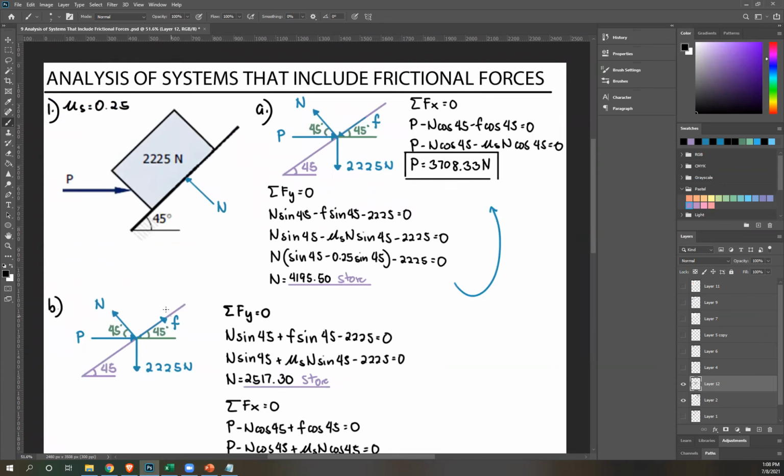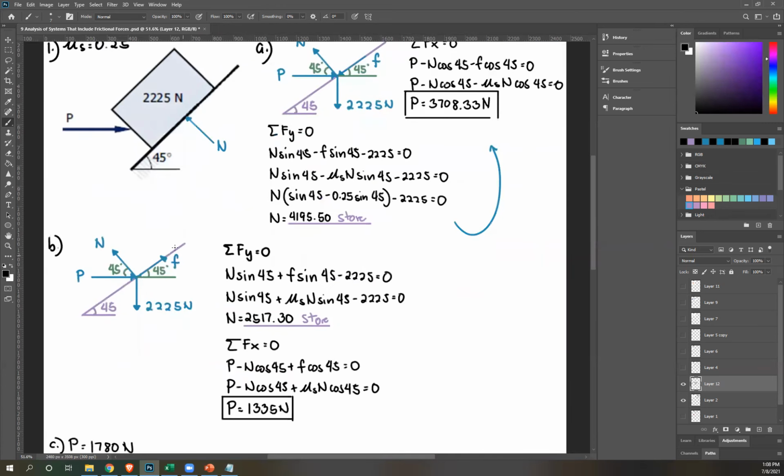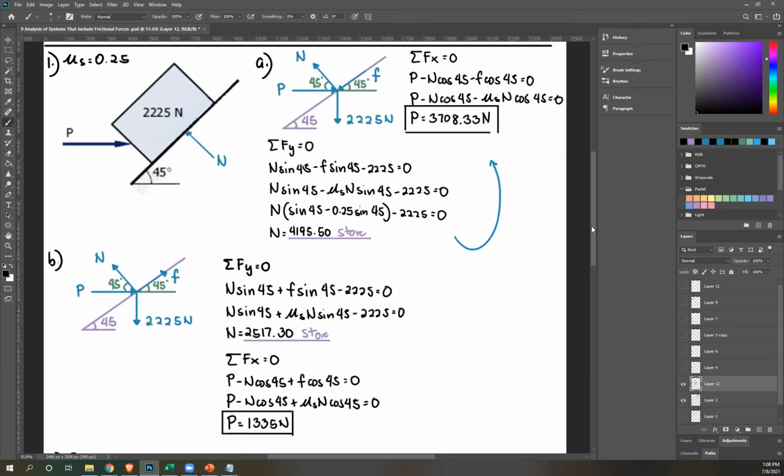So here, if we do summation of forces X, F is to the left, so negative. While here in letter B, this is to the right, so now it's positive. Same thing with summation of forces Y. This is downward, therefore this is negative. Here in part B, again, F is upward, so that's positive. So analysis is the same. The difference is the direction of your friction force. Okay, gets understood?